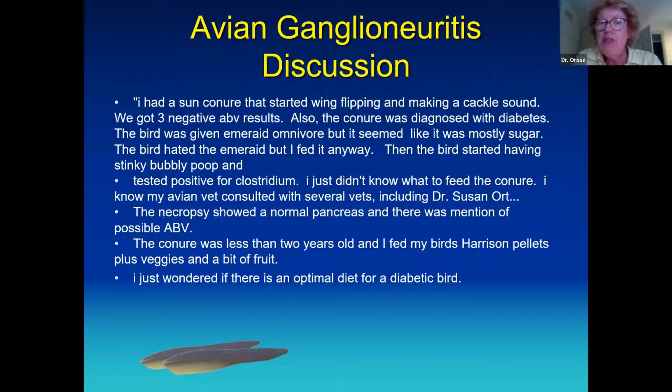So I understand why the vet started out with the Emerald Omnivore, but they needed to add in fiber. Fiber, exactly. And that's something that you have to do for these birds in general. These birds that are hyperglucagonemic, you have to have a lot of fiber. You have to have fats and protein and a little bit of sugar.